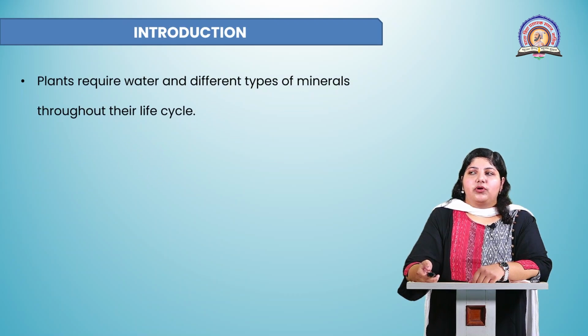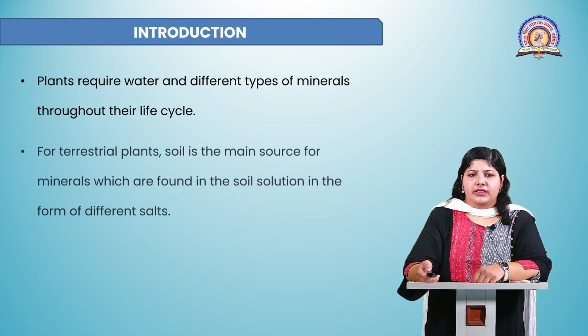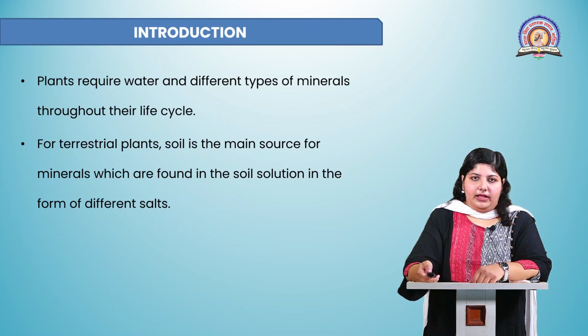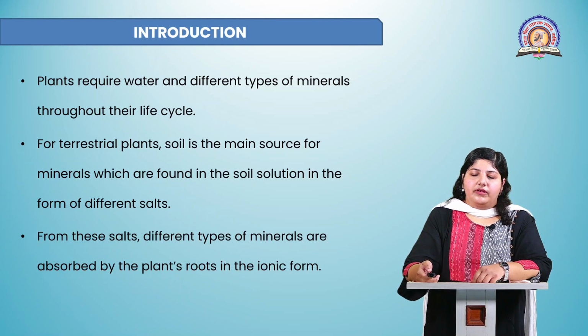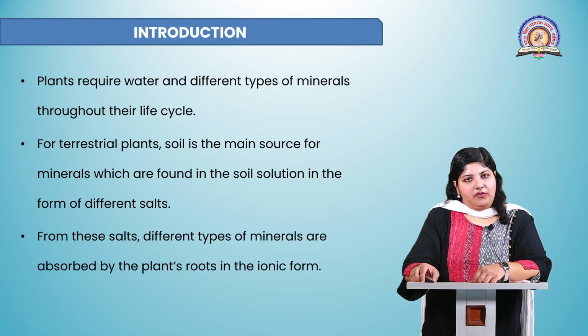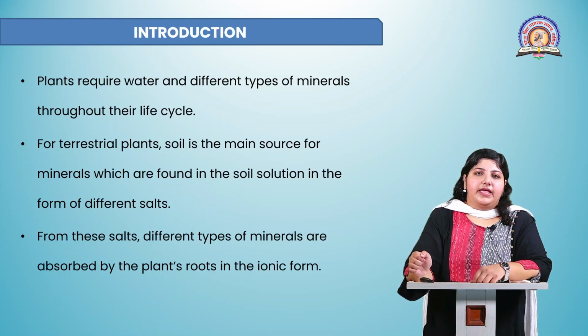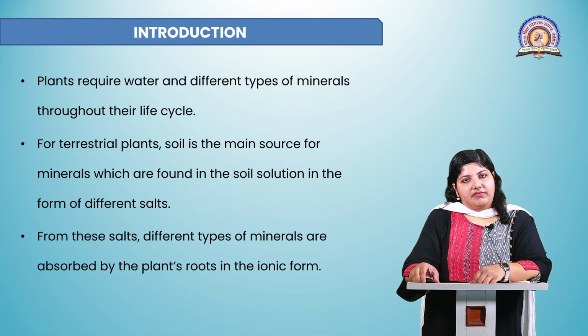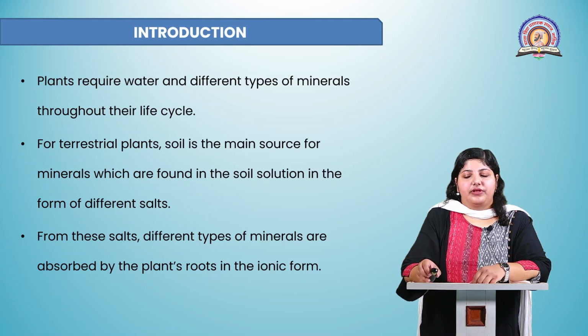Firstly, we know that plants require different types of minerals throughout their life cycle. These minerals are obtained from the soil, and soil is the main source of minerals for the plants. These minerals are found in the soil solution in the form of different salts. And from these salts, different types of minerals are absorbed by plant roots in ionic form. So soil is a reservoir of different minerals, which are available in the form of salts. They are dissolved in the soil solution, and the plants absorb these minerals through the soil solution in ionic form.